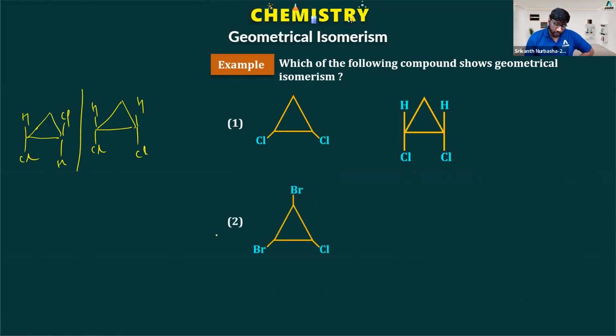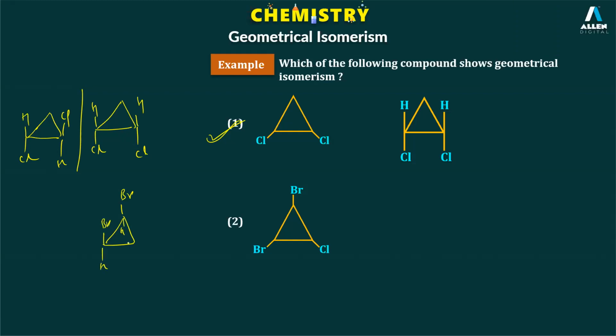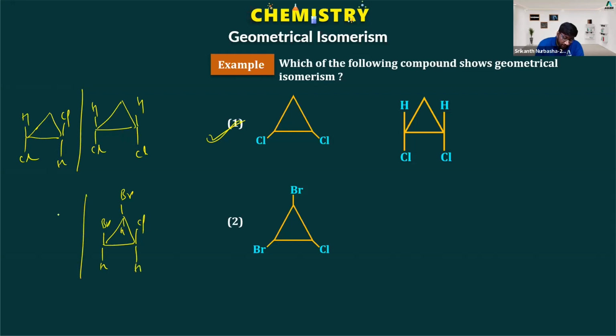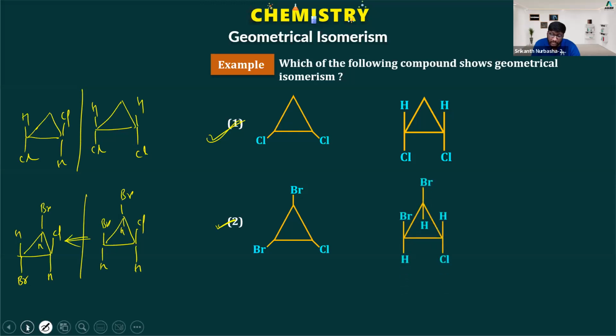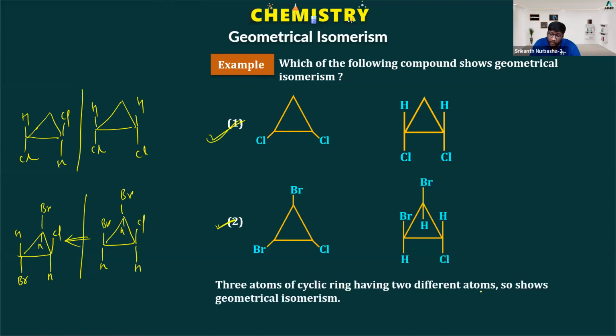This compound will show or not? Like bromine, we can have above, hydrogen below. Bromine above, hydrogen below. Chlorine above, hydrogen below. Let us change one position now. Is it different or same? Bromine above, hydrogen below. Chlorine above, hydrogen below. Hydrogen above, bromine below. So the molecules are different. So that will also show. Whenever three atoms of a cyclic ring have two different atoms, it shows geometrical isomerism, because these two compounds are different from each other in their spatial positions. Right?